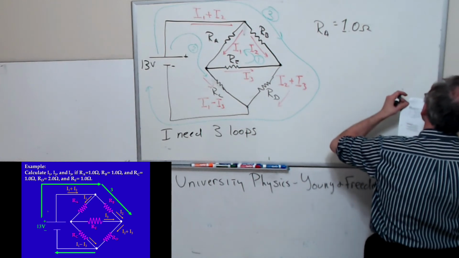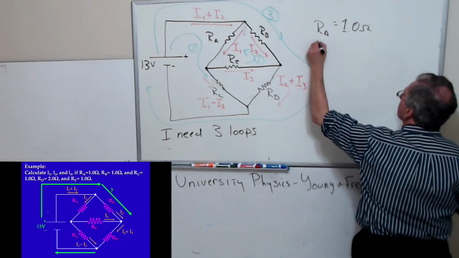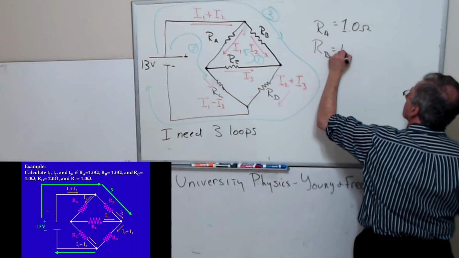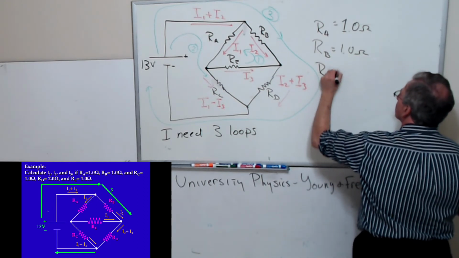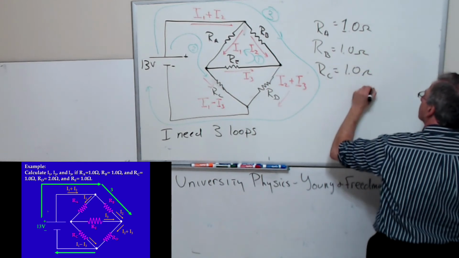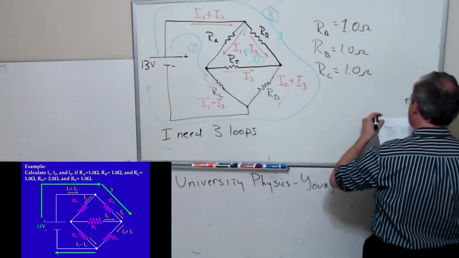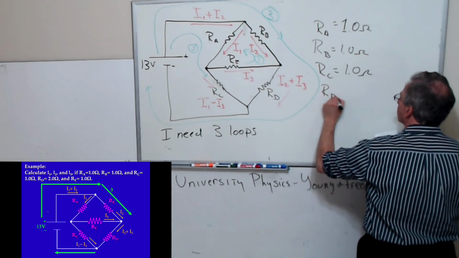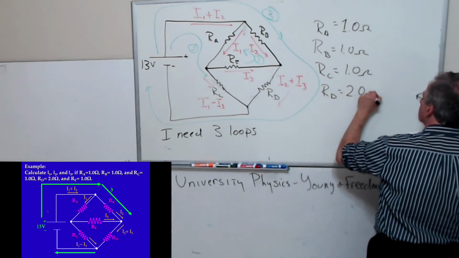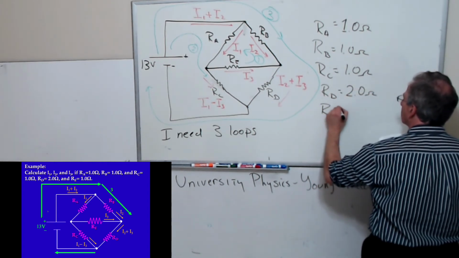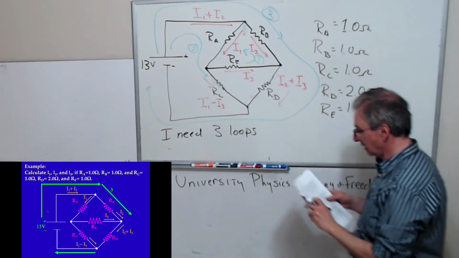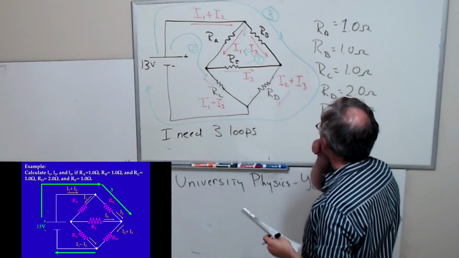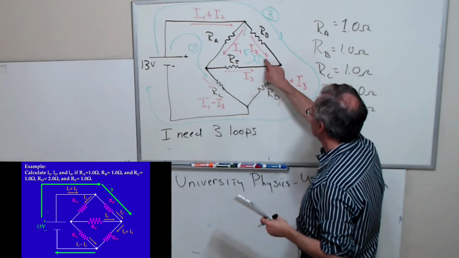So R sub A is 1 ohm, R sub B is 1 ohm, R sub C is 1 ohm, R sub D is 2 ohms, and R sub E is also 1 ohm. Okay, so now let's apply the rule here.